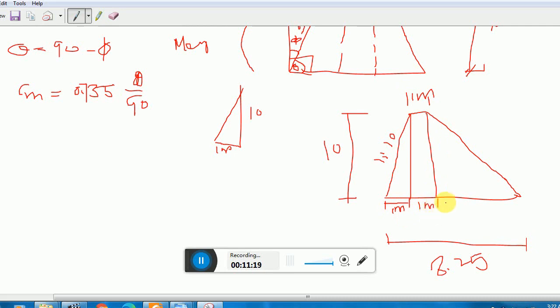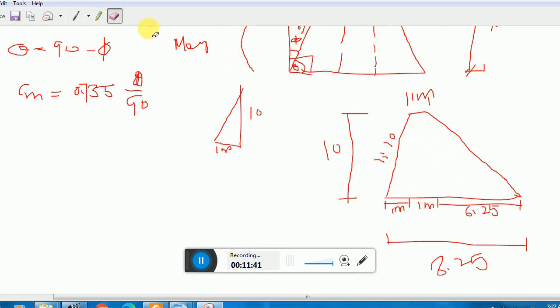So this distance will be how much? Now this is easy. Subtract this 2 from 8.25, you got 6.25. Okay. So this is the way that we can determine the missing dimension. Clear? Now we need to find out the weight of this body.